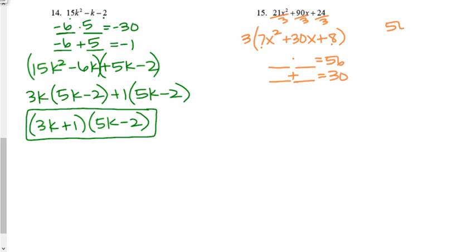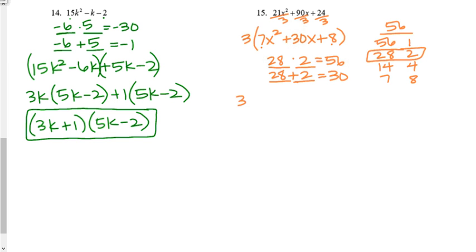Let's see, factors of 56. 28 and 2. 14 and 4. 7 and 8. 28 and 2 would make 30, and it all has to be positive, so 28 and 2. So I'm just going to break up my middle term, my b term, which is 30x, into 28x plus 2x.